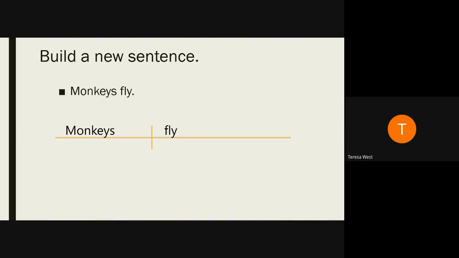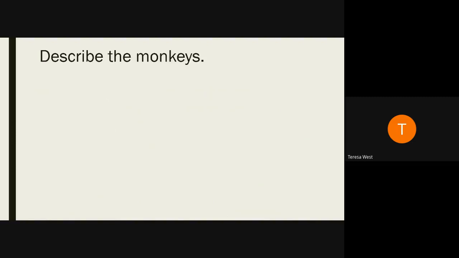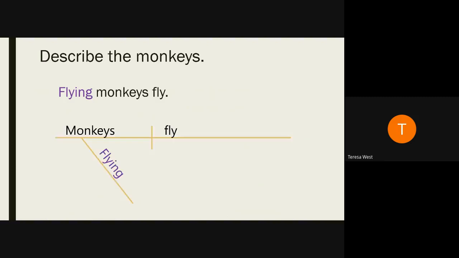Okay, so this should be pretty straightforward. So go ahead and make sure you have this written in your notes on that handout or on a separate sheet of paper. Now, if I asked you to do the sentence, flying monkeys fly. So now we're going to describe those monkeys. Flying monkeys fly. The flying is describing the monkeys. So I'm going to do the same thing from before. I'm going to do monkeys fly, monkeys on the left, fly on the right. And flying is going to be a diagonal line coming off of monkeys, right? Because flying is describing those monkeys.